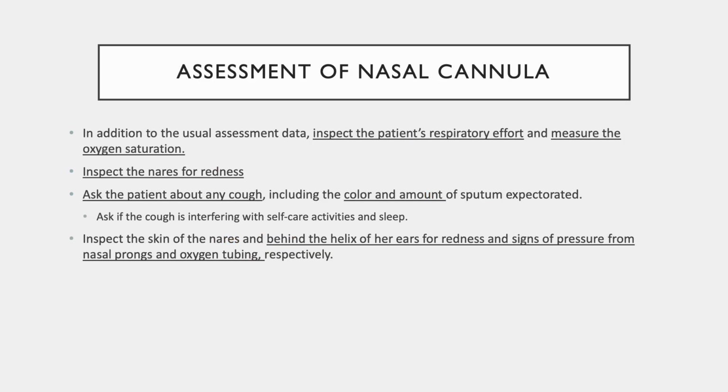Know when we have patients with nasal cannulas, we have to deal with inspection. We have to inspect their respiratory effort, measure their oxygen saturation. We need to inspect their nares for redness. We need to ask them if they've had any cough, what the color and amount of that is, right? Is it getting in the way of their activities and sleep? We need to check behind the helix of their ears for redness and signs of pressure. This is the number one spot we're going to have wound damage associated with nasal cannula use and it being too tight. So make sure that you check the nasal prongs and oxygen tubing as well for any points of pressure. And please know how to recognize points of pressure. And then you can go to the next slide.